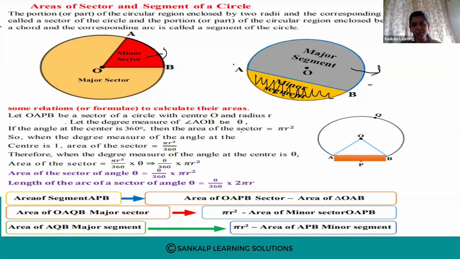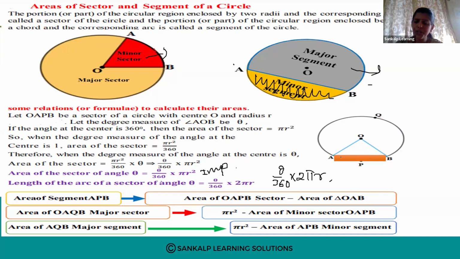And also very, very important formulas: area of the sector of angle theta is theta divided by 360 into pi r square. This is very, very important. You have to remember. Length of the arc of a sector of an angle theta is theta divided by 360 into 2 pi r, right? Okay. Now, area of segment APB. You want the area of segment APB. So today we will solve these types of questions.